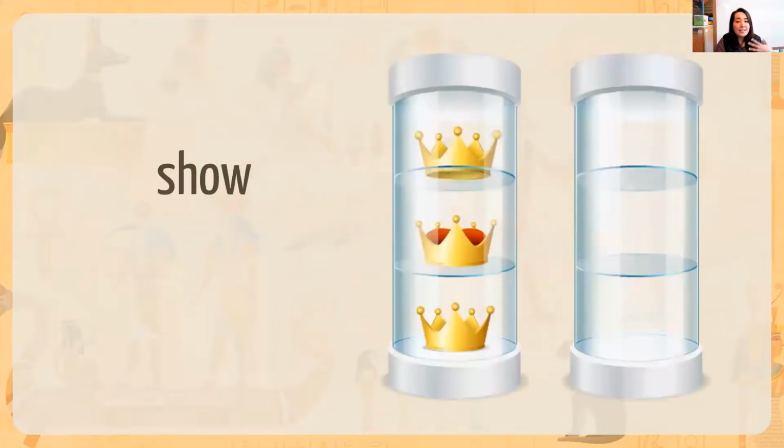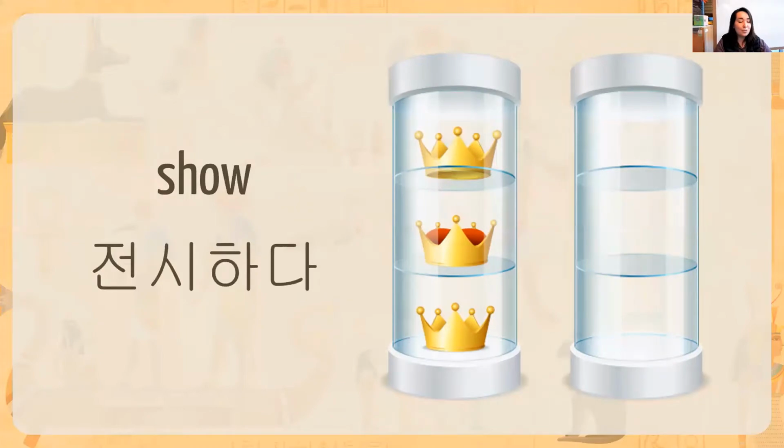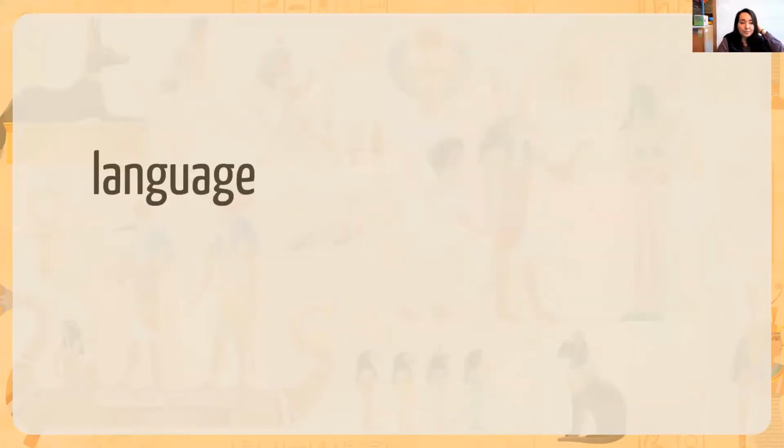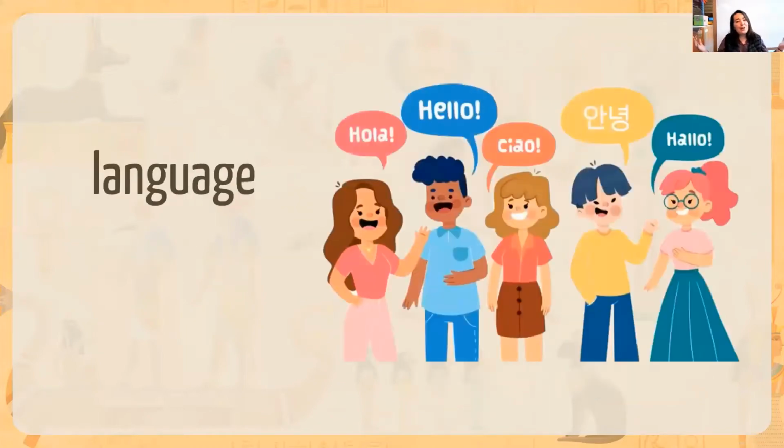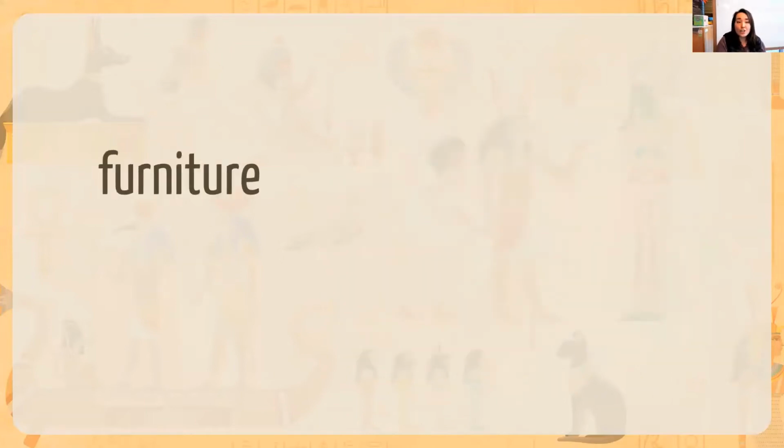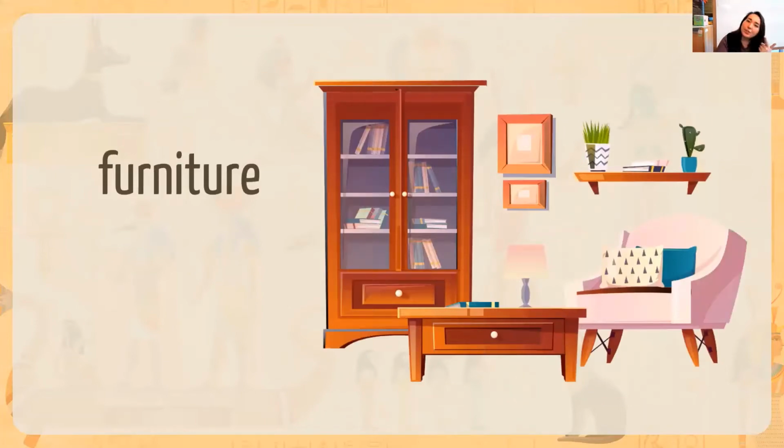All right, and look at this. We are going to show something. So, wow, show. To show something. The language. English is a language. Korean is a language. Japanese, Chinese, Spanish. All of them are languages. Hola, hello, ciao, annyeong. Lots of different languages. Furniture, so your chair, your table, your TV, sofa, lots of furniture.